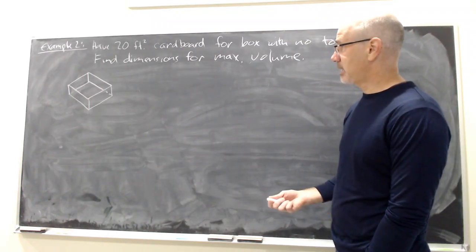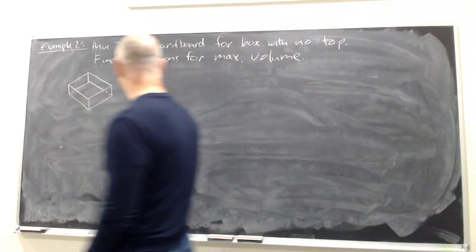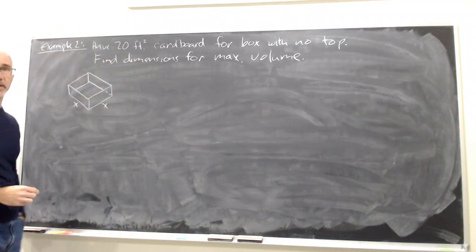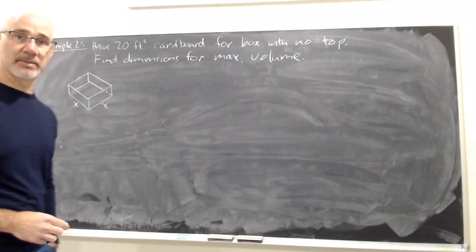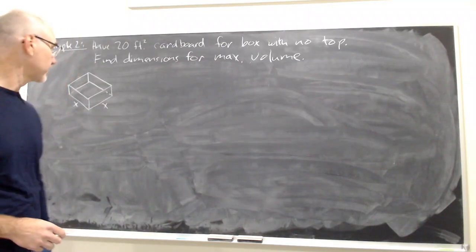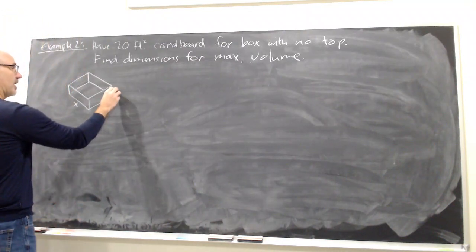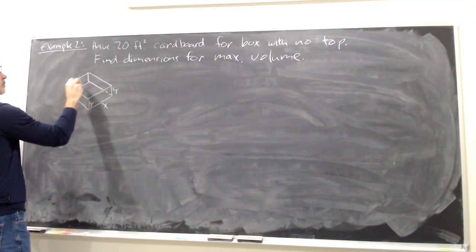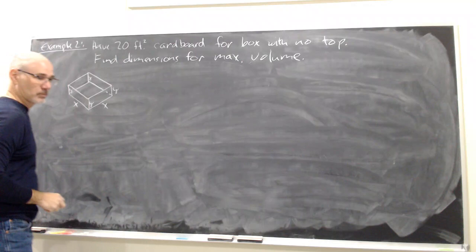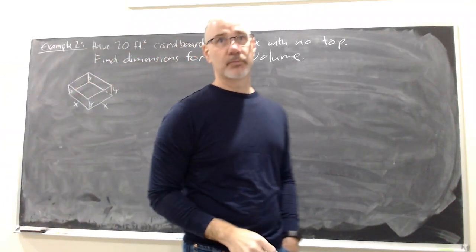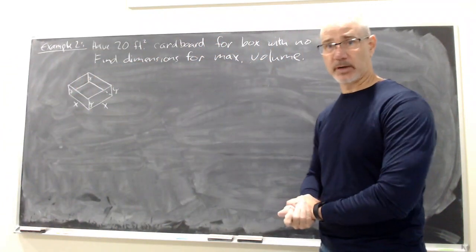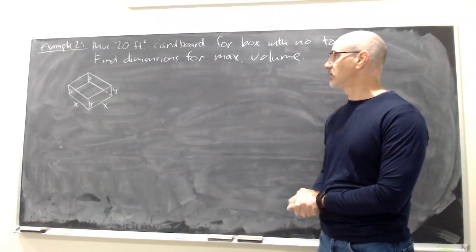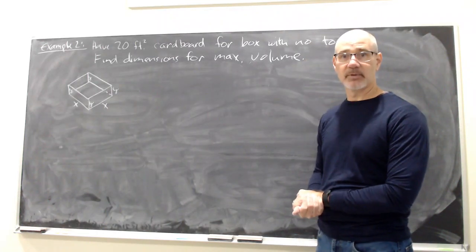Now, since the base is square, I know that the dimensions of the bottom are the same. I don't know what they are yet. We're trying to find that. But I'm going to call those x because they are the same. And then the height will be y. Right? So we have 2 variables. We don't know either one of them. X is the dimension for the base, and y is the height of the box.